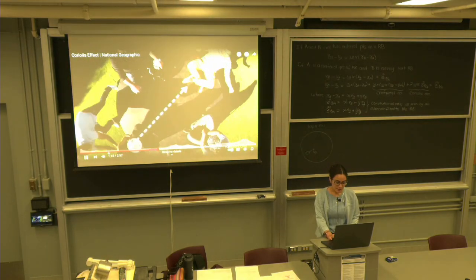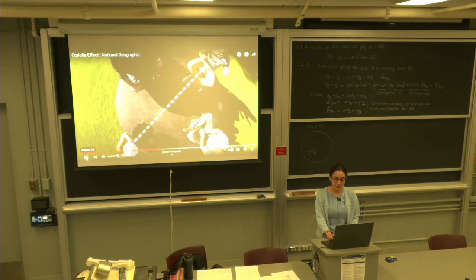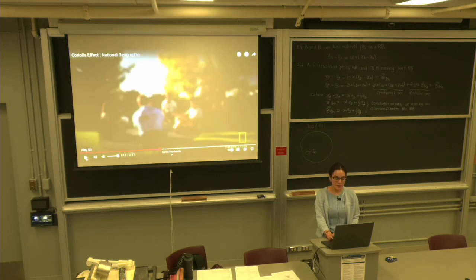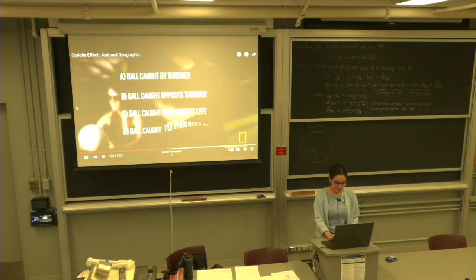So here, this view is from a fixed point of view or from the moving frame? Fixed frame or moving frame? Be careful. The ground is moving, but the merry-go-round is fixed. So here, the view is from the moving frame. Will it be caught by the thrower or by the person to the thrower's right?